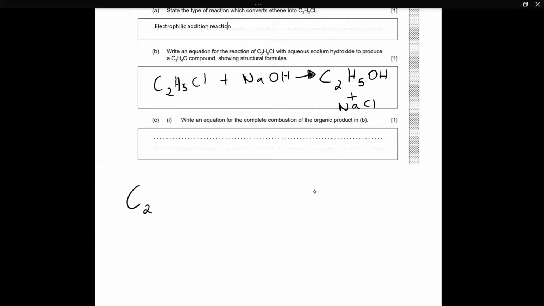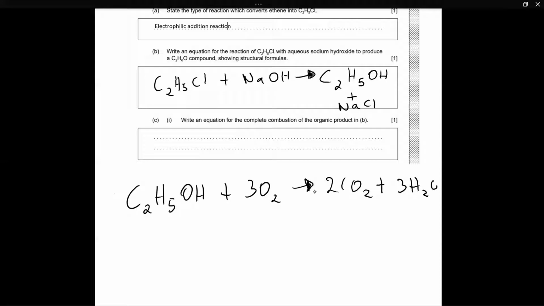So C2H5OH plus 3O2 gives us 2CO2 plus 3H2O. Now let's check if it's balanced.